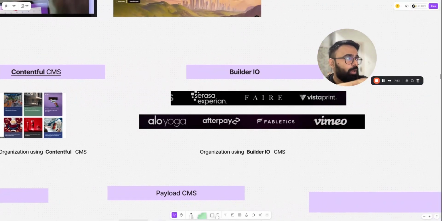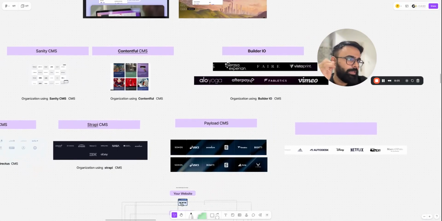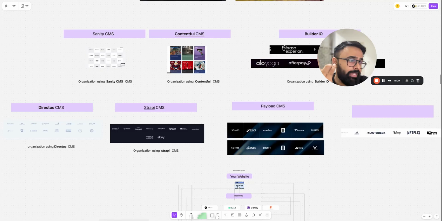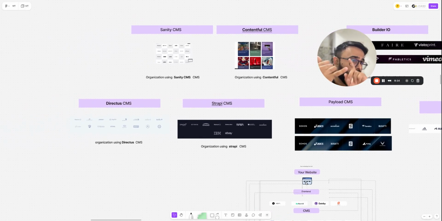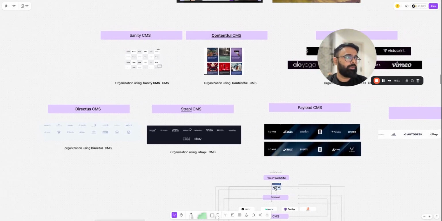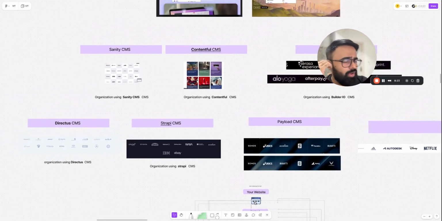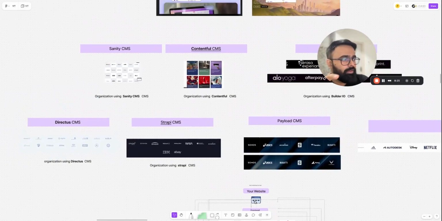Now, even with Builder.io, which is a visual builder CMS, a lot of companies like Vimeo, Allo Yoga, Fair, and Vistaprint all use it. Payload is being used by Basic, Sonos, and Accenture. Strapi is being used by big names like IBM, eBay, and NASA. Directus is being used by names like Walmart, Kia, Mercedes, and Bose, a lot of them. So you see the headless space, a lot of big organizations are using it currently.